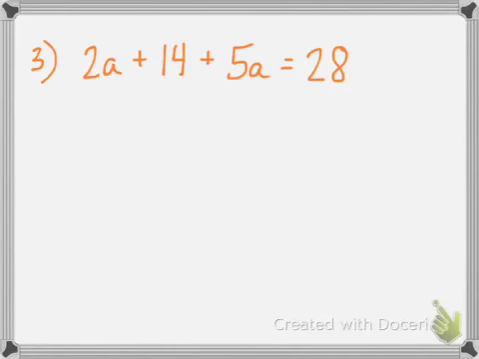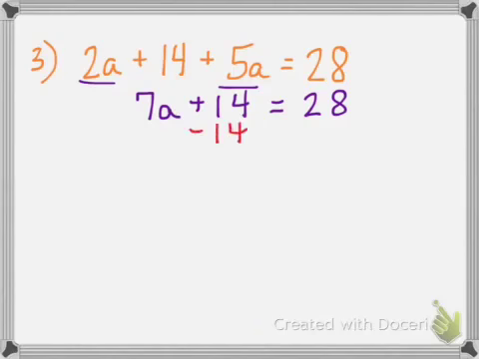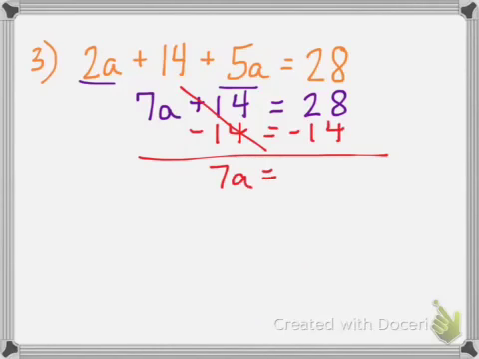Let's see how you did with the third one. 2a plus 14 plus 5a equals 28. So remember to combine like terms first if necessary. 2a plus 5a I know is 7a, and I'll keep my plus 14 because I can't do anything with it. Keep my equal sign and keep my 28. And then my next step is to get rid of the constant using inverse operations. So I'll subtract 14 from both sides. And I'm left with 7a equals 28 minus 14, I know is 14.